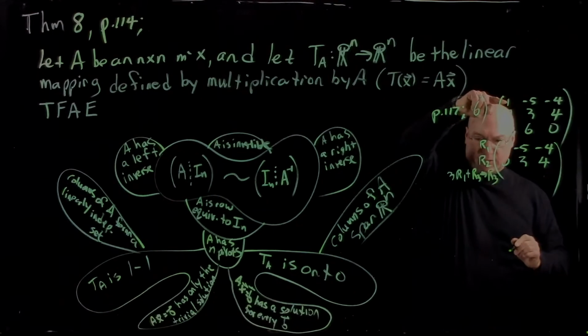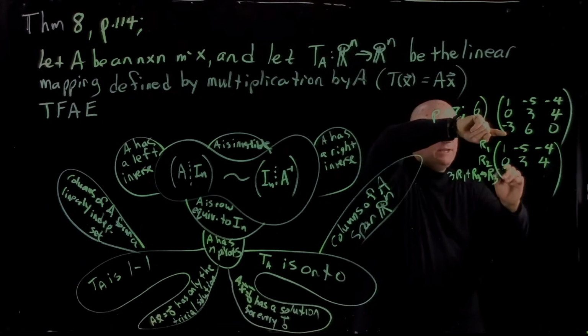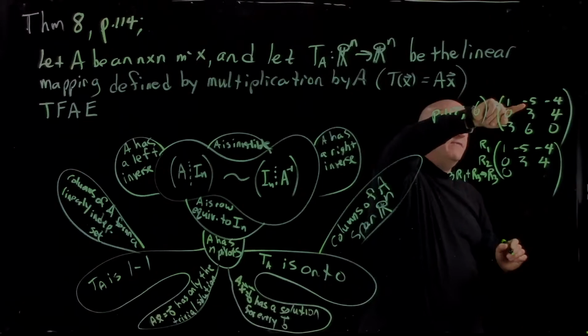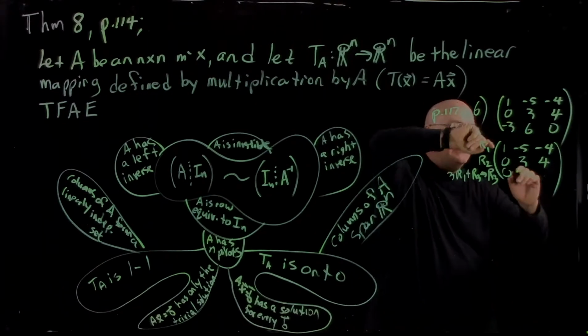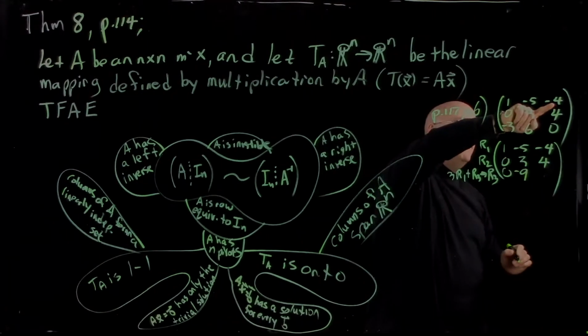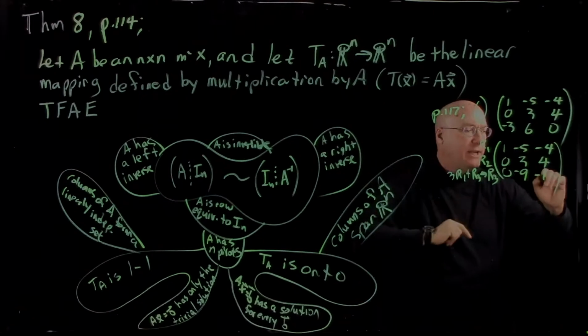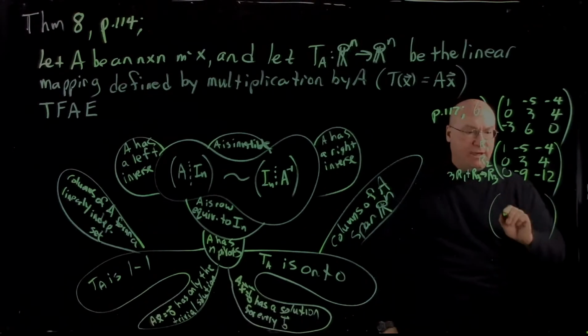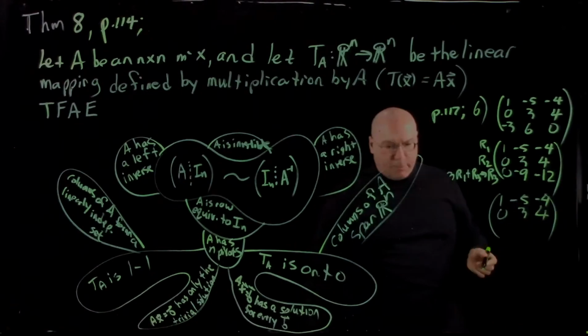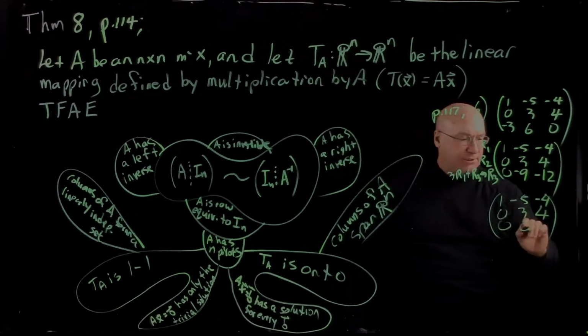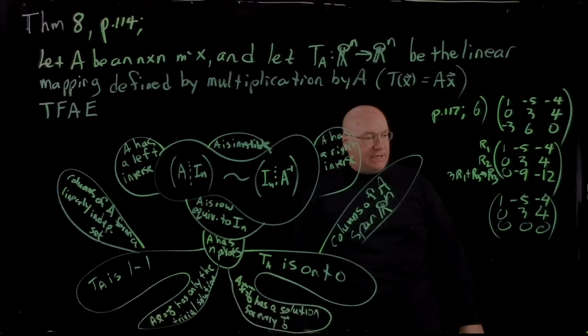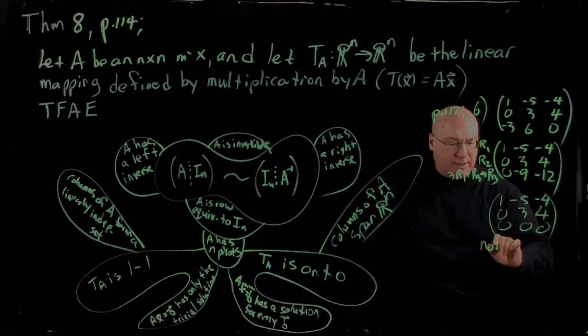So 3 times 1 is 3, add that to -3 is 0. 3 times -5 is -15, add to 6 is -9. 3 times -4 is -12, add to 0 is -12. Now I'm not even going to write it out. I'm just going to say triple row 2 and add it down, and you get 0, 0, 0. All right, I immediately see there are not 3 pivots.